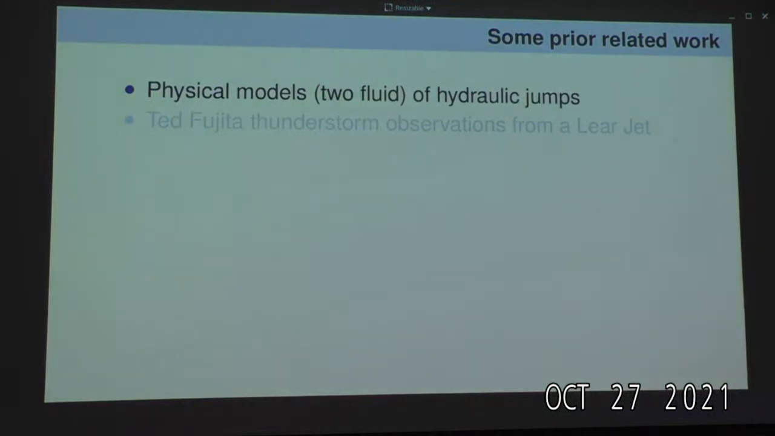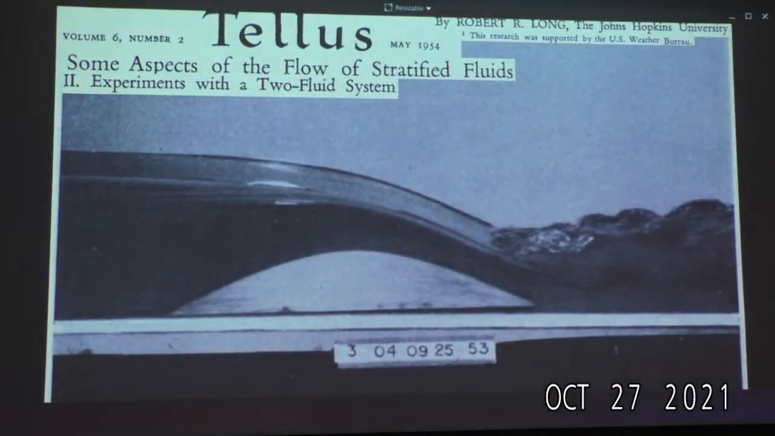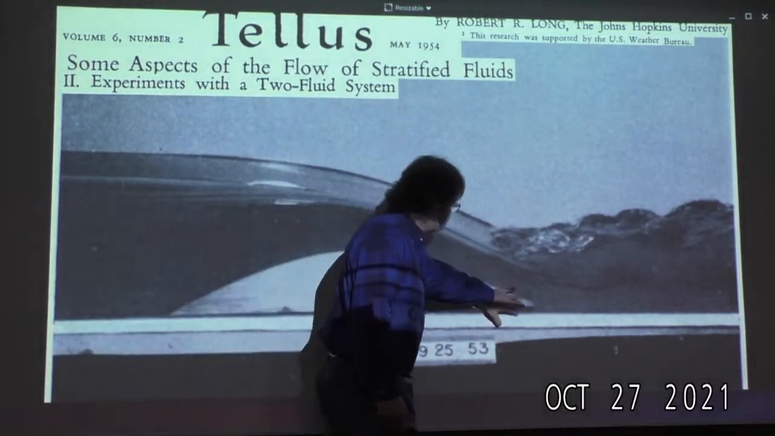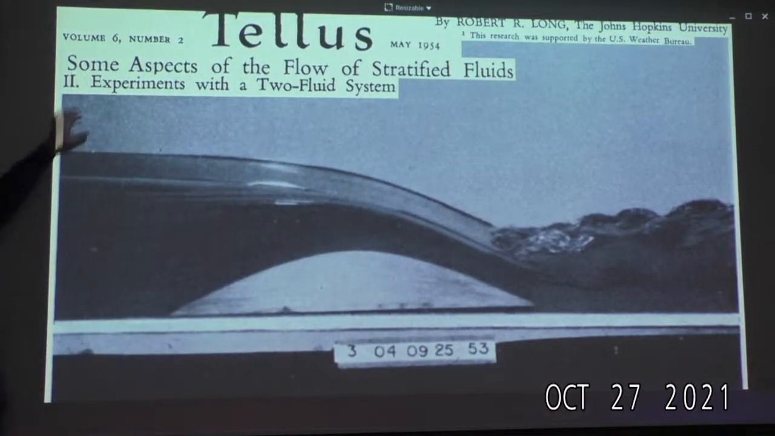Okay, so we can go back to the 50s, actually, and talk about the origin of some of this work, namely in the physics of hydraulic jumps. Here's a paper from May 1954. This is a laboratory model. It's a two-fluid model. This is a smooth solid surface. This is a tank. Fluid number one, there's actually a second fluid up here, you just can't see it. They're designed roughly to have density differences that might be applicable for flow in the atmosphere.